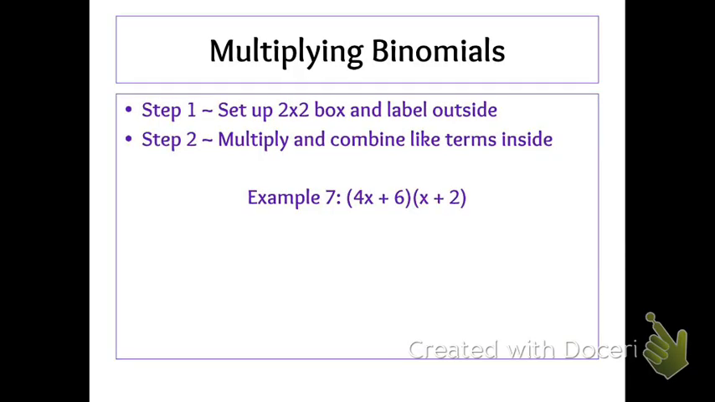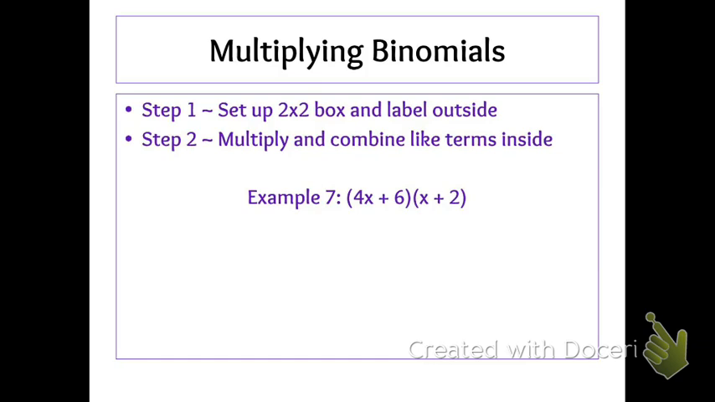All right, we're going to start with multiplying binomials, so two terms times two terms. There are a couple of different methods you can use, but we're going to start with something called the box method. It's very visual and relates back to the area model that you may have used in previous courses. So here's our problem. We've got 4x plus 6 and x plus 2.